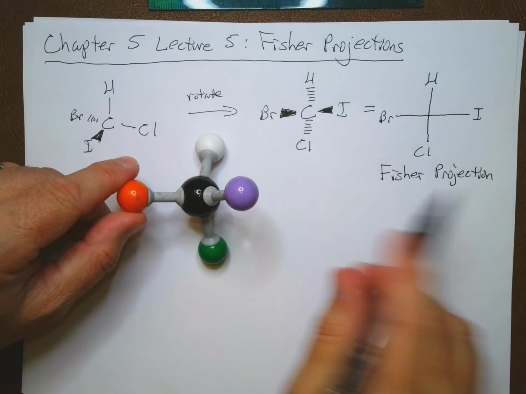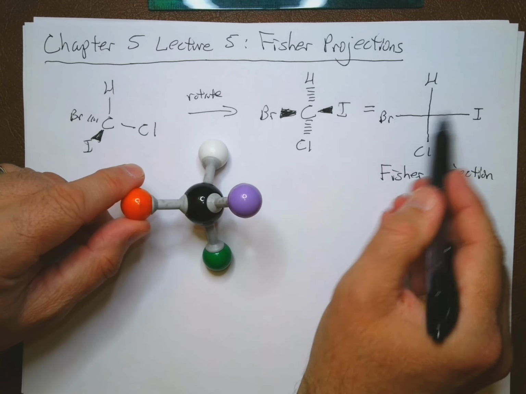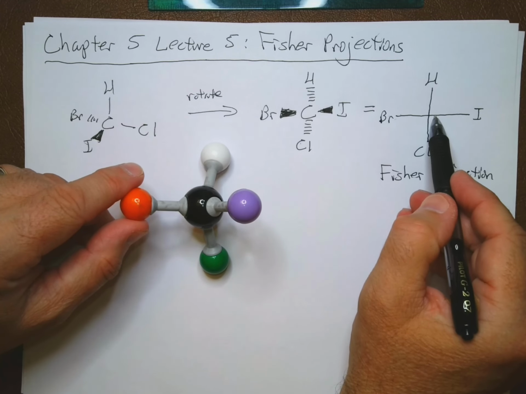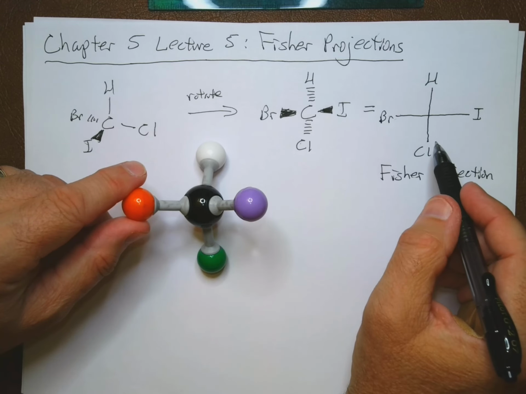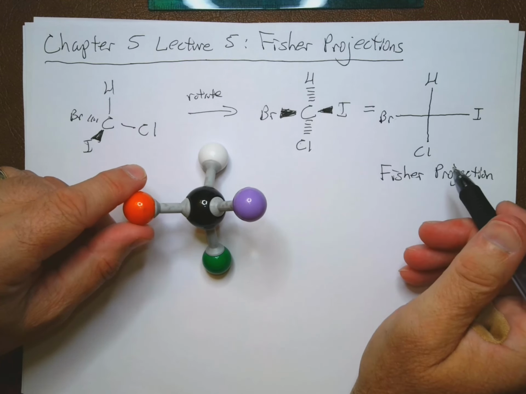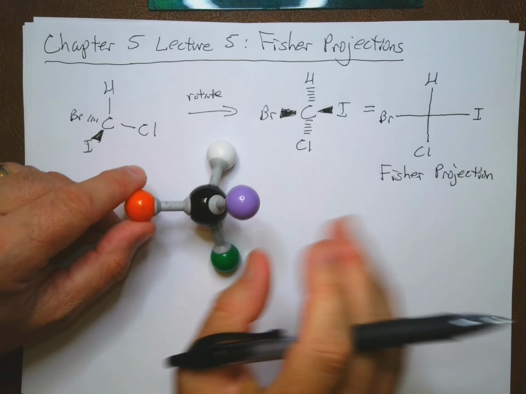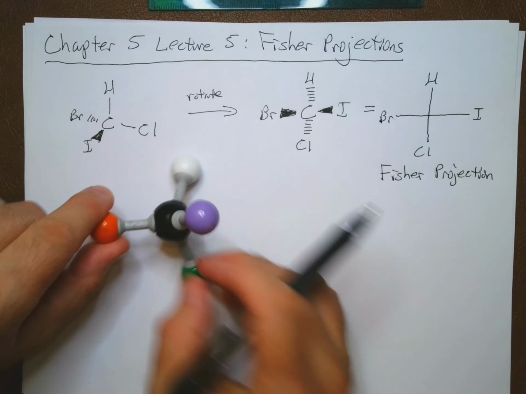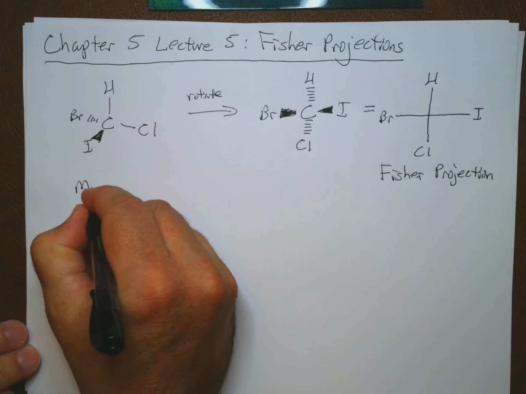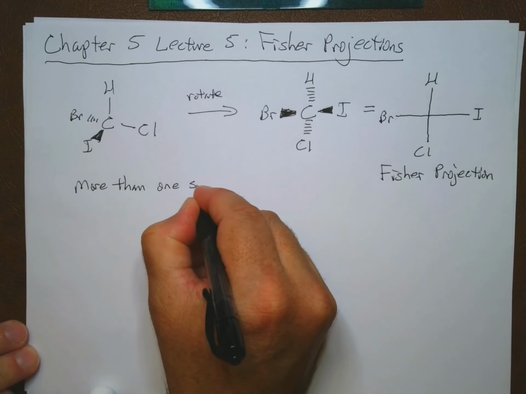The important thing to understand is that the horizontal substituents in a Fischer projection are coming out towards you, and the vertical ones are going away from you. Okay? You can do a Fischer projection for compounds with more than one chiral carbon, so, more than one stereocenter.